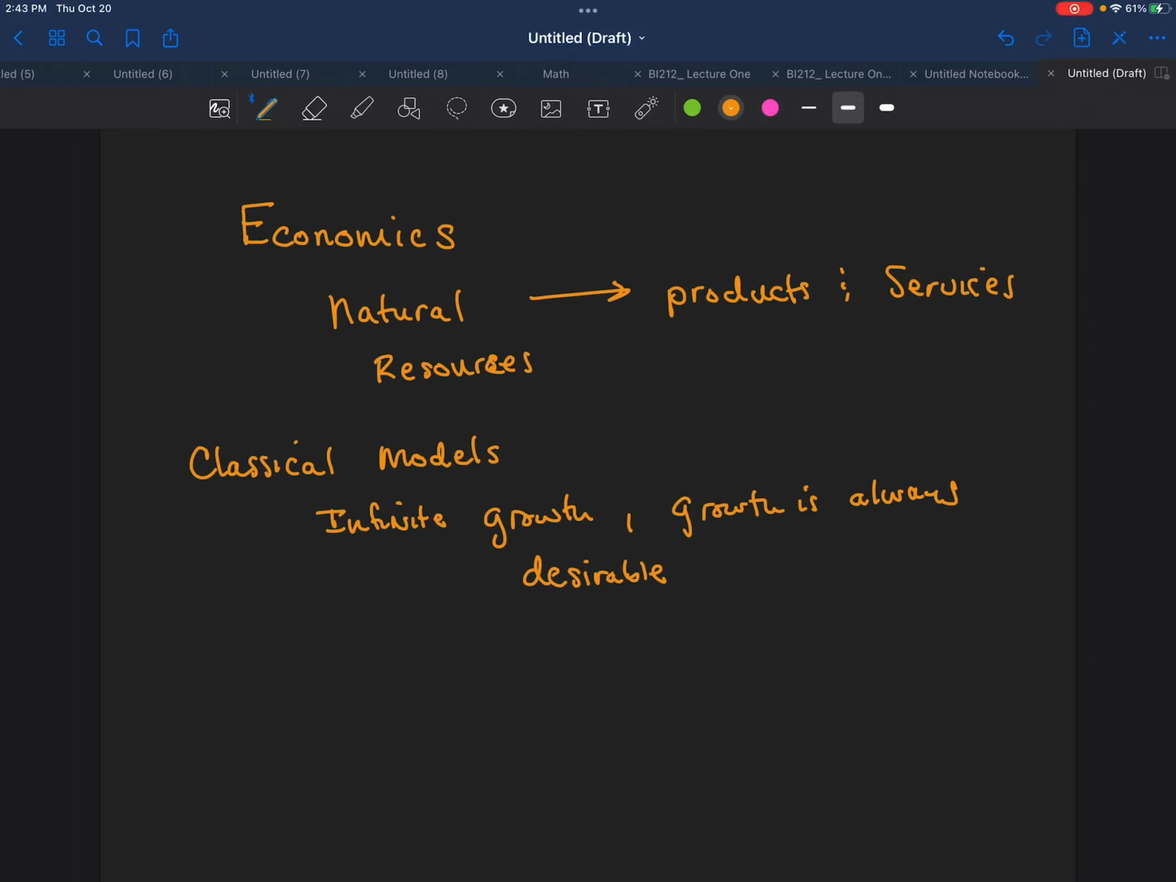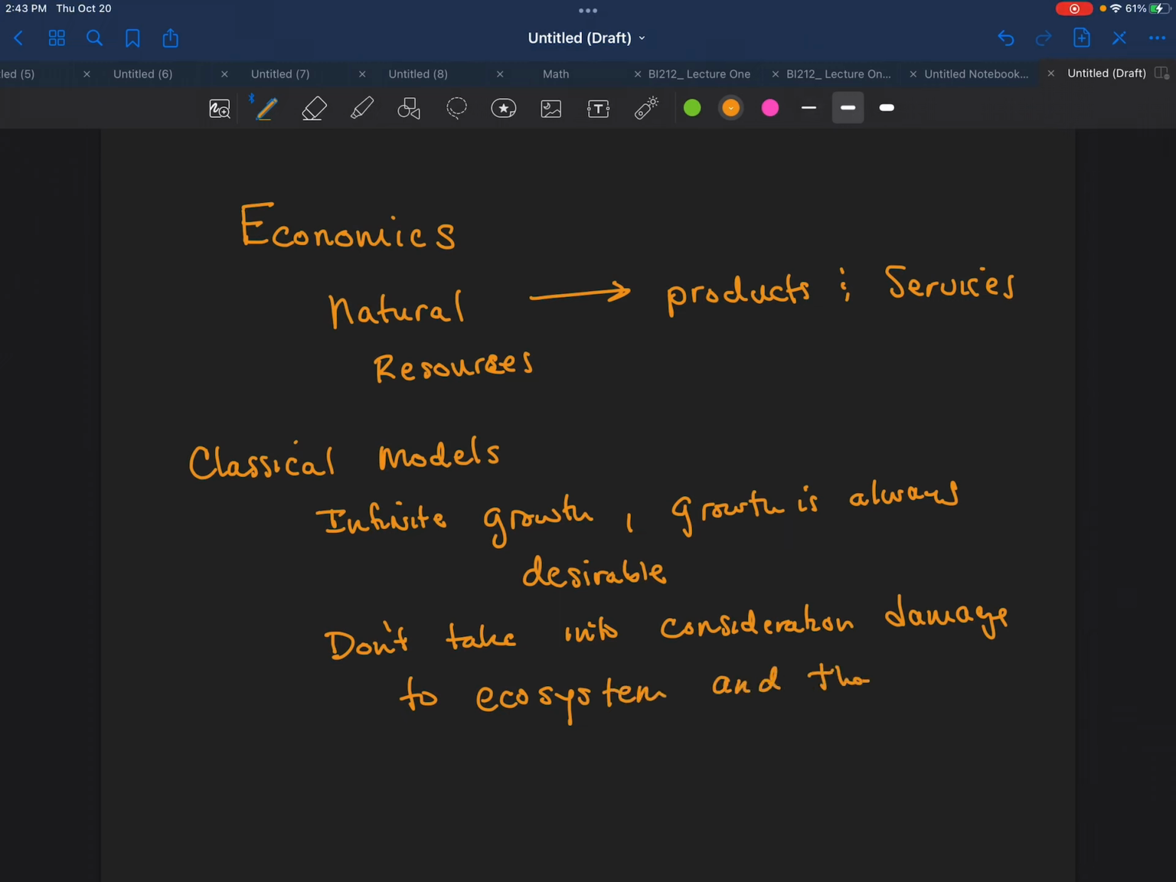So these classical models do not take into consideration damage to ecosystems, and that resources are actually finite rather than being infinite. And this is important to this idea because remember we talked about environmental services.